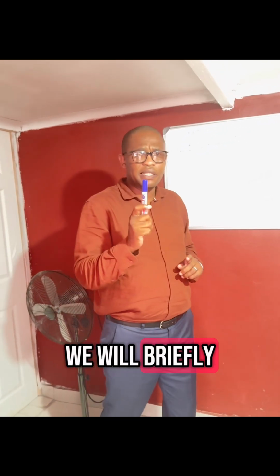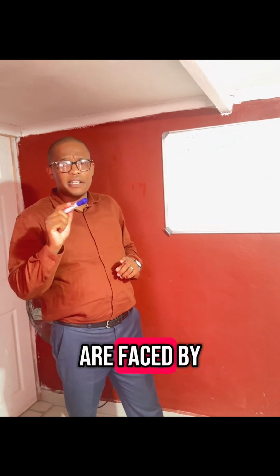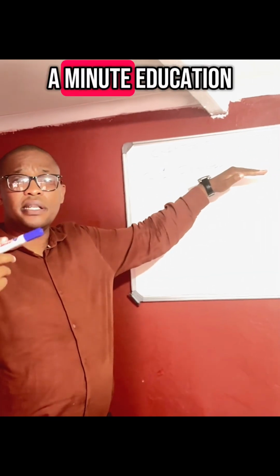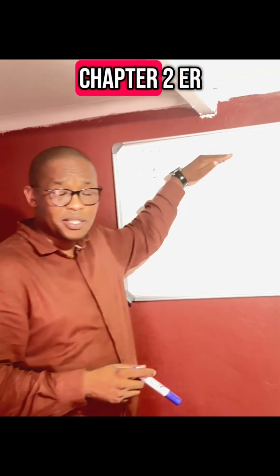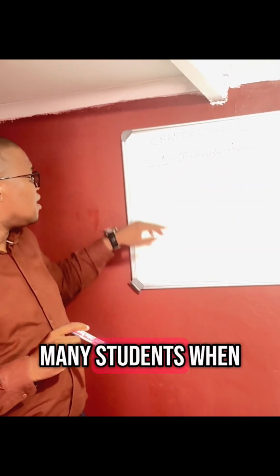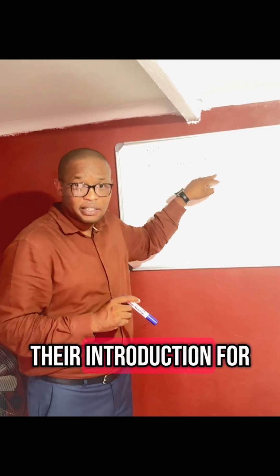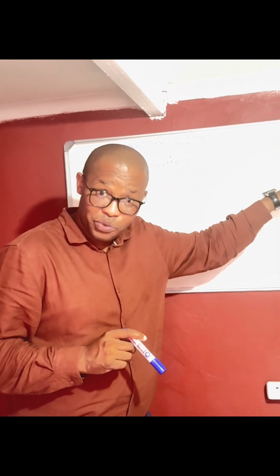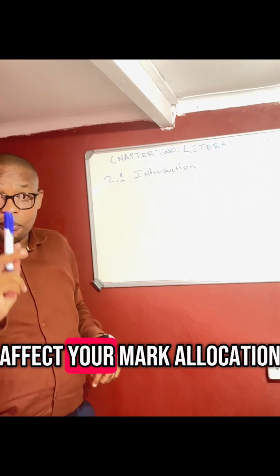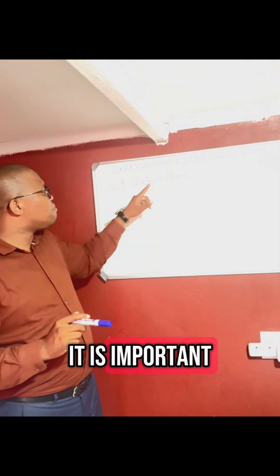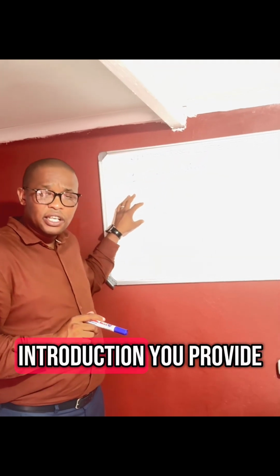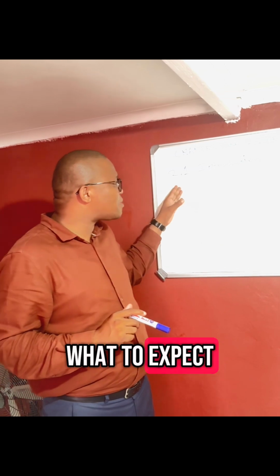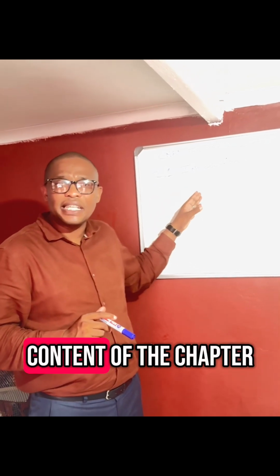Today, we will briefly discuss challenges that are faced by many students when they are developing the literature review, which in a mini dissertation is referred to as chapter 2. Many students, when they are writing their introduction for chapter 2, tend to define what a literature review is, and that will affect your mark allocation. It is important that in your introduction, you provide the reader, together with the examiner, what to expect in the chapter, meaning the content of the chapter.